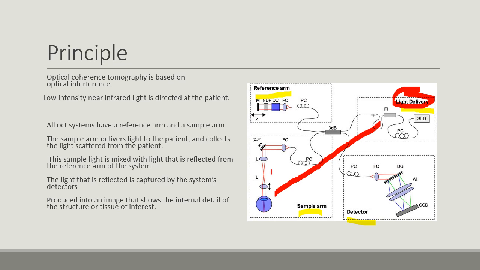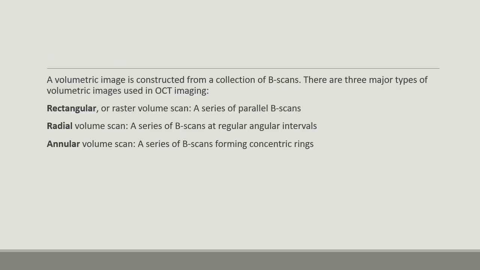These reflected light waves are then compared with the light reflected from the reference arm, and the waves of light which are coherent with each other are detected by the detectors, and the detector makes A scans of the reflected light. So the light waves detected by the detectors are arranged into A scans. Now these A scans are arranged in two dimensions, 2D images, to form a collection of B scans.